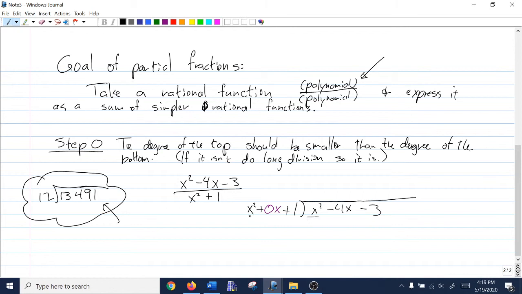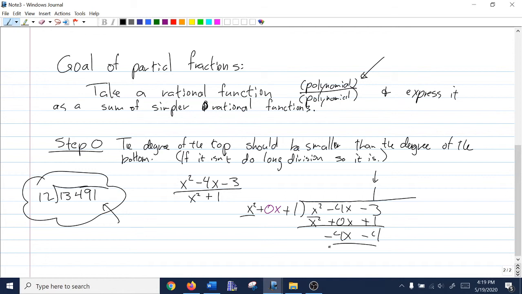You look at first digit divided by first digit. What's x squared divided by x squared? It's 1. 1 is a constant. I put it on the constant column. I multiply 1 times x squared plus 0x plus 1. I subtract: negative 4 minus 0 is negative 4. Negative 3 minus 1 is negative 4.